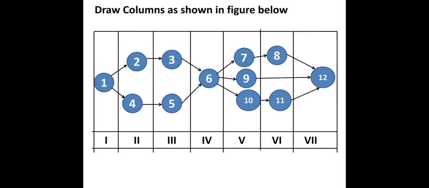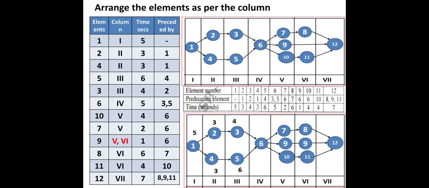Now the next step is, as they have told, we need to draw the columns in the precedence diagram. So it is drawn in this fashion. Okay, and we are naming it in Roman letters 1, 2, 3, 4, 5, 6 and 7. Once we draw the columns, we have to list the elements as per the column. That is, elements in column number 1 have to be listed first.